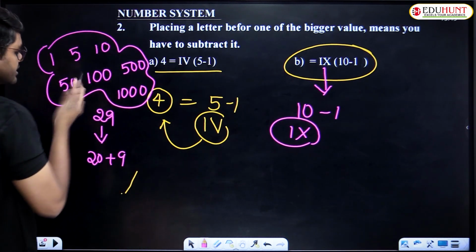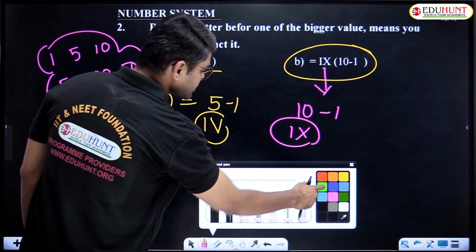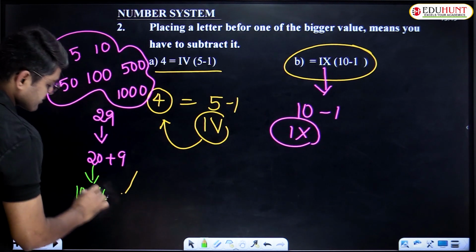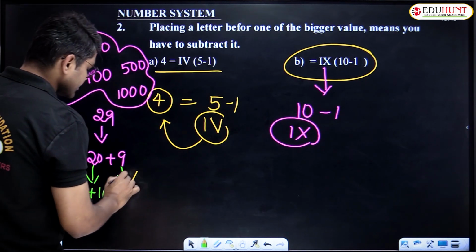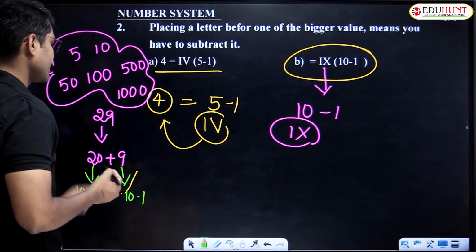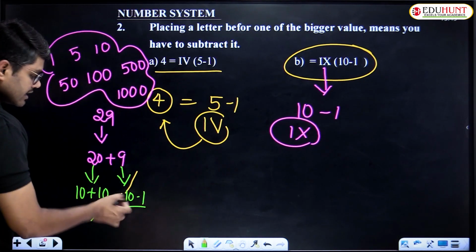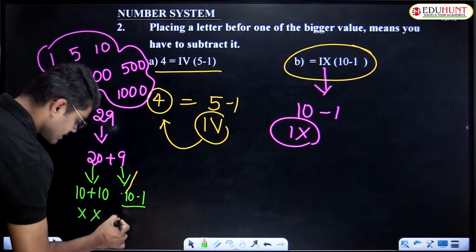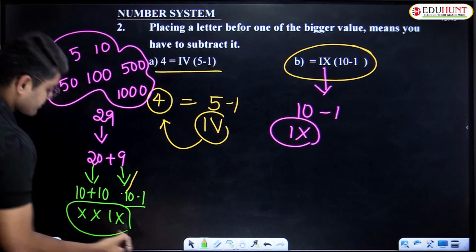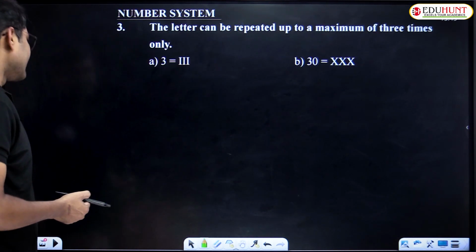20, there is a 10. There is no 20 in Roman numerals exactly, so I use 10 two times here, 10 plus 10. Here 9 can be written as 10 minus 1. See here, X, X, and then 10 minus 1: write 10, and minus 1 means the 1 goes on the left side of the 10. This is 29. Let's move on to the next rule.